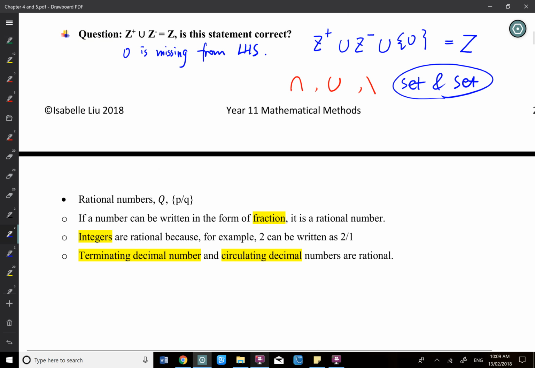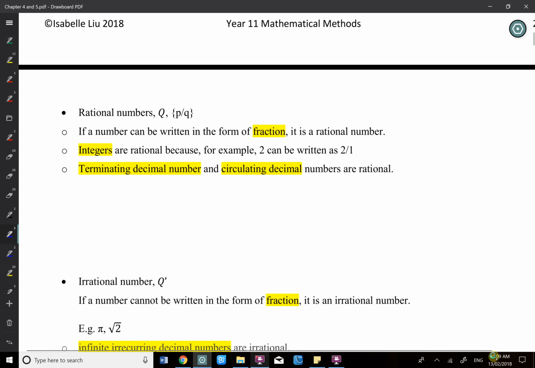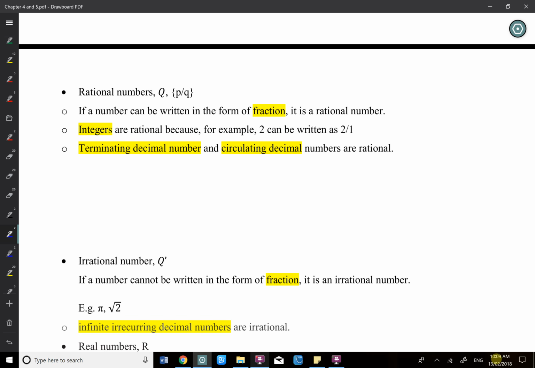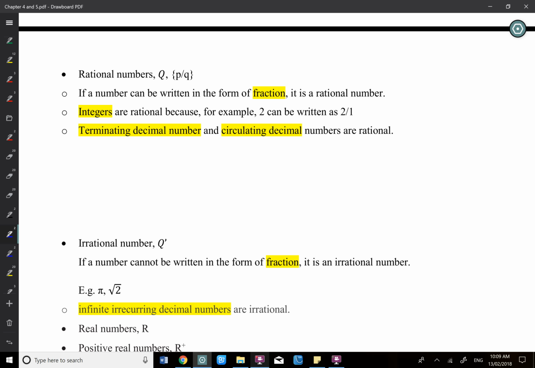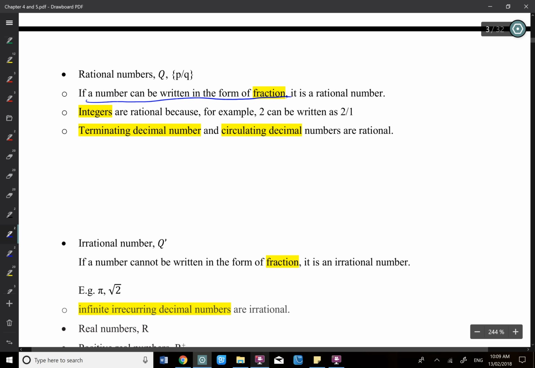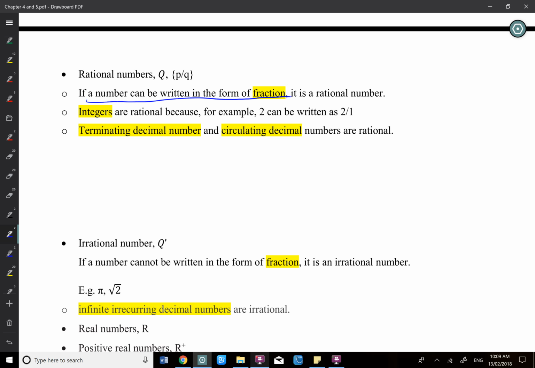Okay, I want to finish talking about the special number notations. We have another letter, Q. Q is used to represent rational numbers. Okay, what are rational numbers? The definition is a number that can be put into fraction form. If something can be put into the form of a fraction, then it's called a rational number.